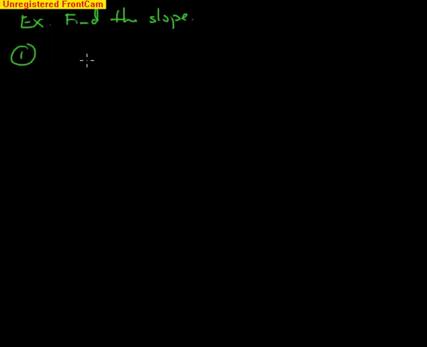Okay, so in the first problem here, we have 2 points, negative 1, 5, and 3, 2. I want the slope. So we write the slope formula. M equals y2 minus y1 over x2 minus x1.